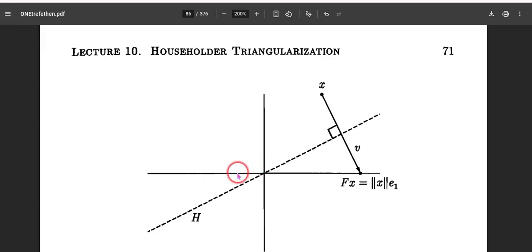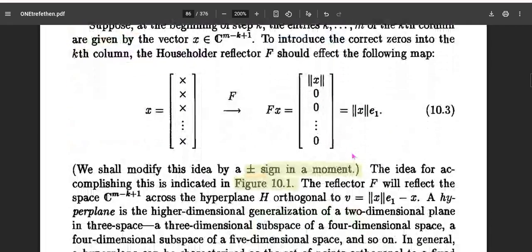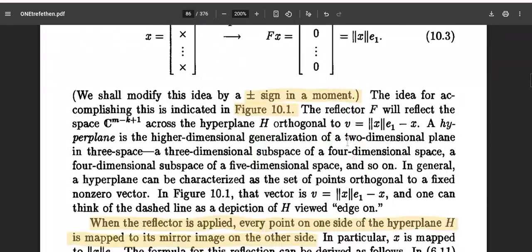So this Householder reflector is a hyperplane which is perpendicular to the vector v. The vector v can be represented by these expressions. It means that it is orthogonal to the space projected onto x and e1. So it's a hyperplane.